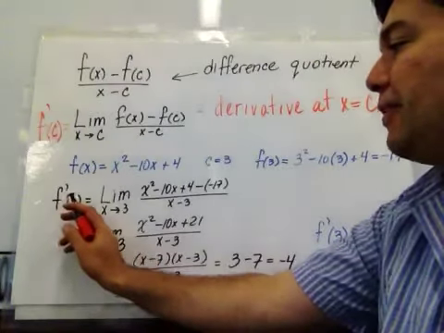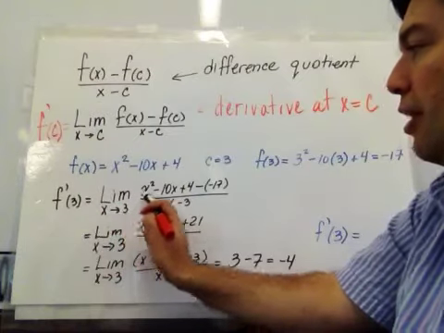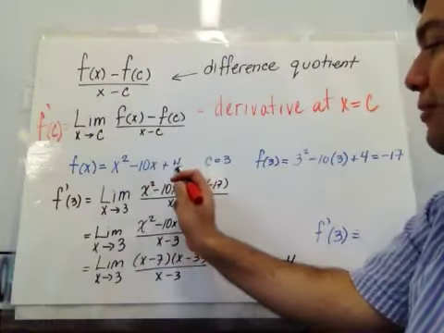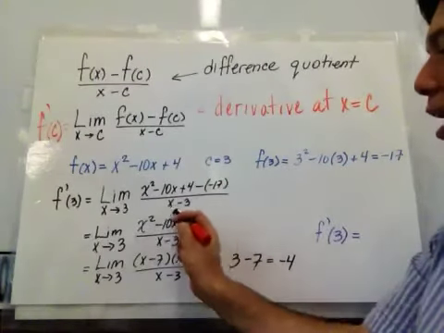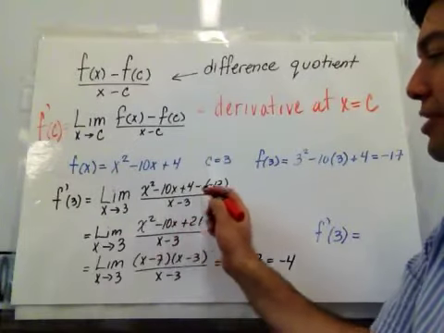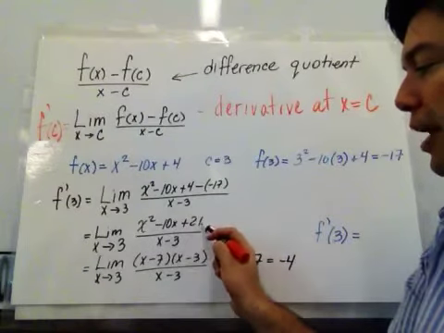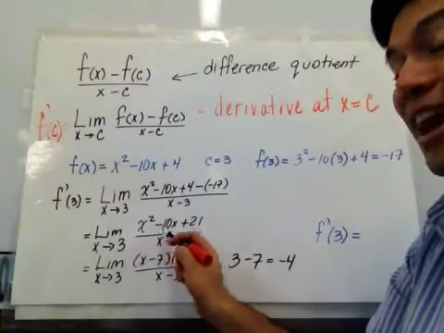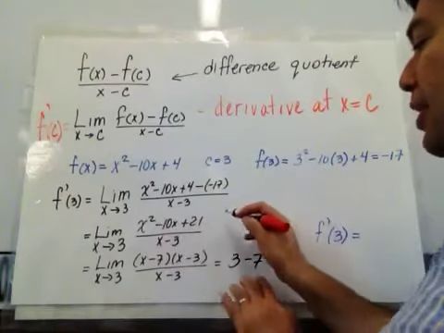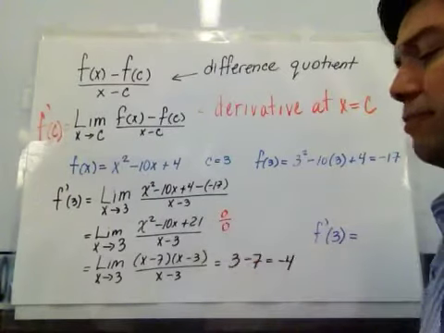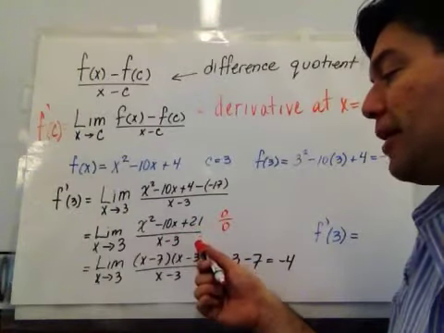So the derivative of f at 3, f prime of 3, is the limit as x approaches 3 of x squared minus 10x plus 4 minus negative 17 over x minus 3. Well, I'll simplify that. 4 minus negative 17 is 4 plus 17, 21, so we have this. Of course, if I try to substitute now, I get 9 minus 30 plus 21, that's 0 over 0. So we need to work it somehow, in this case by factoring.